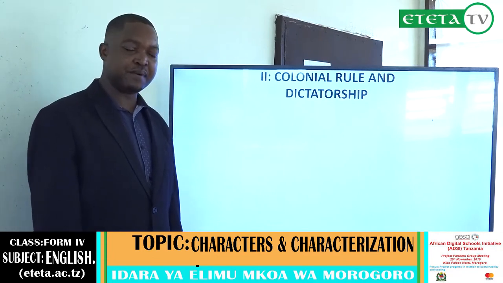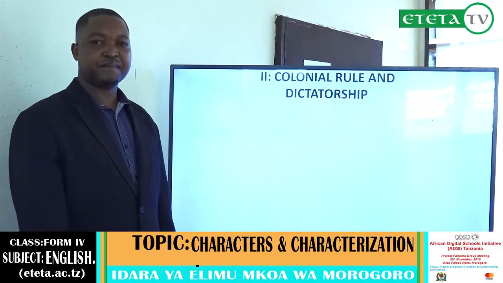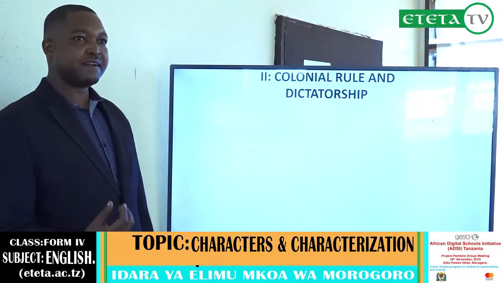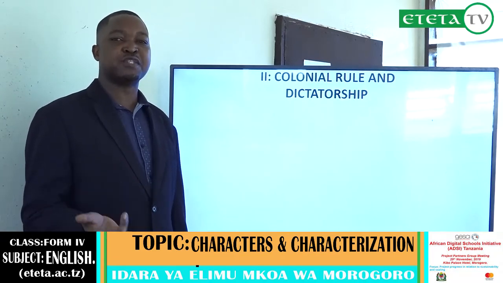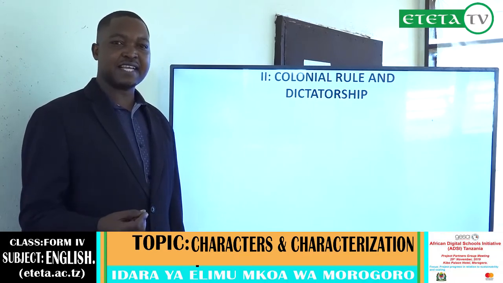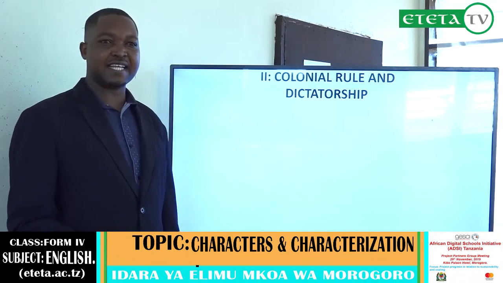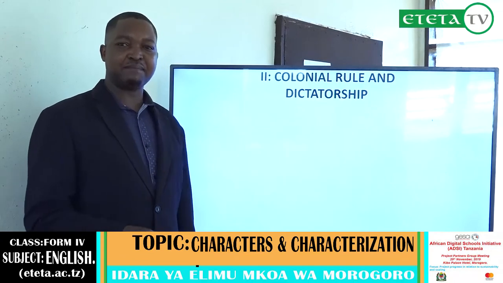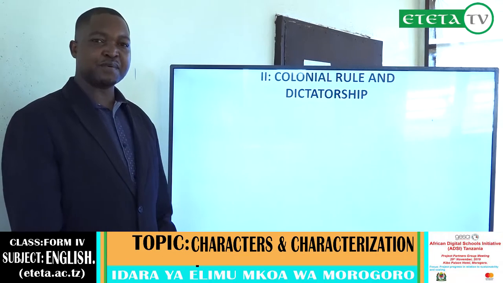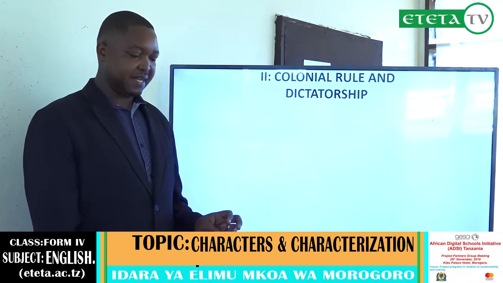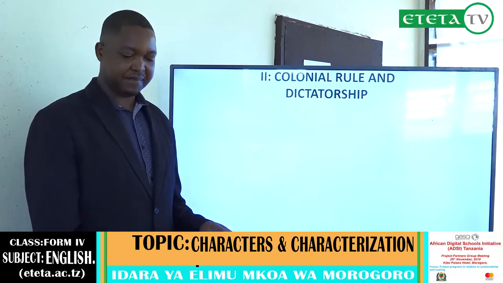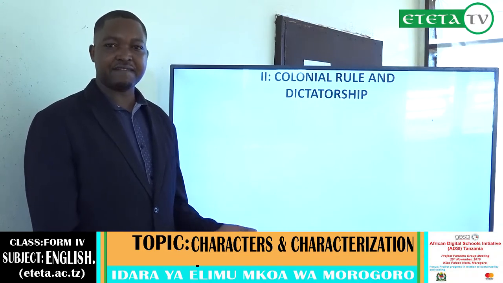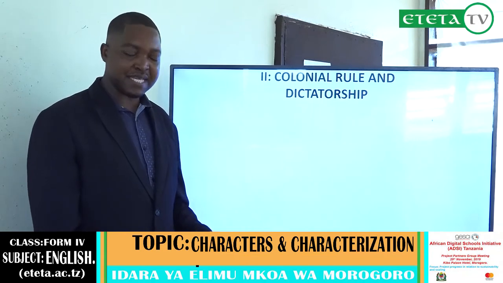The second theme of the novel Weep Not Child is colonial rule and dictatorship. Who was the dictator? The white people themselves were dictators. You cannot govern people in a democratic way if they don't want you. That's why the colonial states were characterized by violence all over Africa, not only in Kenya, even in Tanganyika by then, in Zimbabwe, South Africa, and other parts of Africa where there was colonial rule. Colonial rule was characterized by dictatorship, to force people to do things without their will. There was no way the white people could maintain their rule in Africa without using dictatorship, because the Africans were not ready to be governed by the colonial masters.